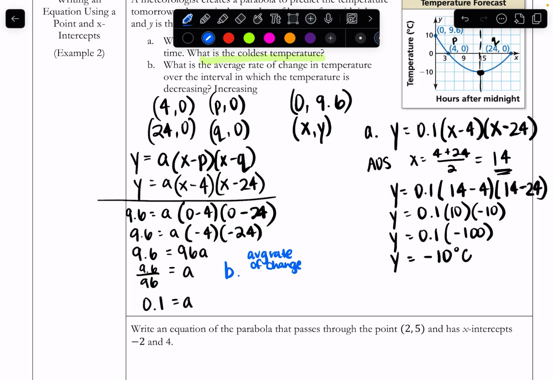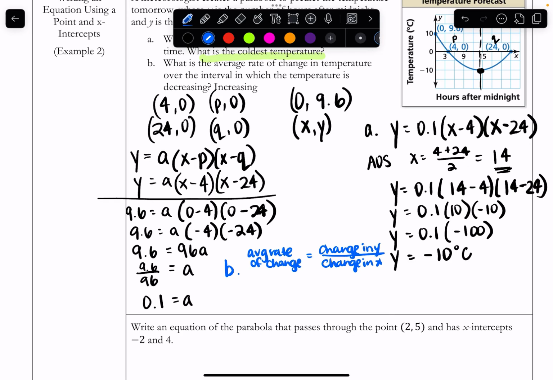That's basically asking for your slope. So you're going to say your change in the y over your change in x. All right, and it asked for this twice, over the interval in which the temperature is decreasing and increasing. So if we do decreasing, I'm going to say D for decreasing.